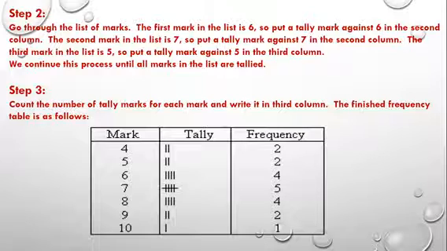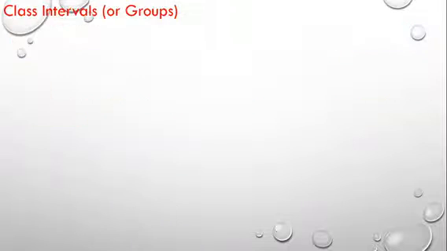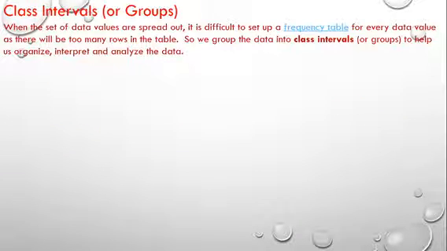Now, there's also what we call class intervals or groups, and I'm sure that you are also familiar with these. It's possible for us to have a set of data values that are spread out to the extent that it's difficult to set up a frequency table for every data value, because there'll be too many rows. For example, if you had an examination and the score was over 100, and there were, let's say, 50 students in the class, the scores could spread out so much. Someone might score 10, another 20, another 50, another 70. It's just there like that.